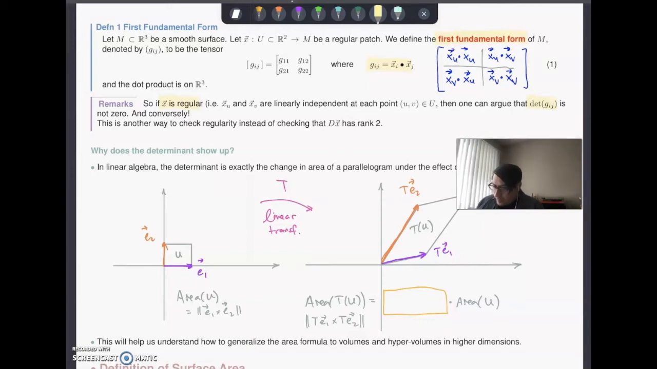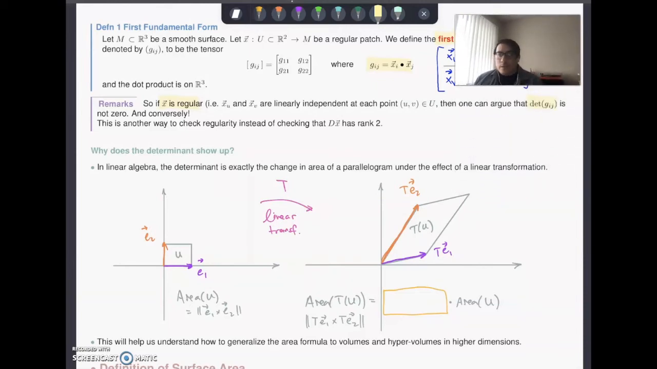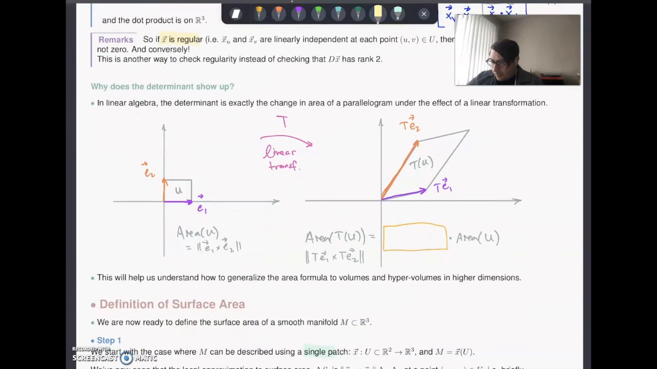Now, why does the determinant show up? Let's talk about that next. Let's review a little bit about just linear transformations. Let's forget about smoothness and warping. Linear transformations basically stretch things in a very controlled way.